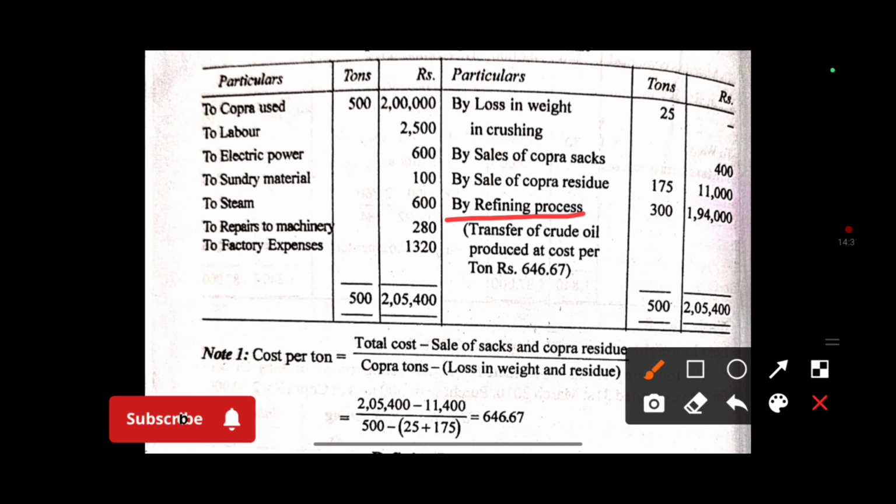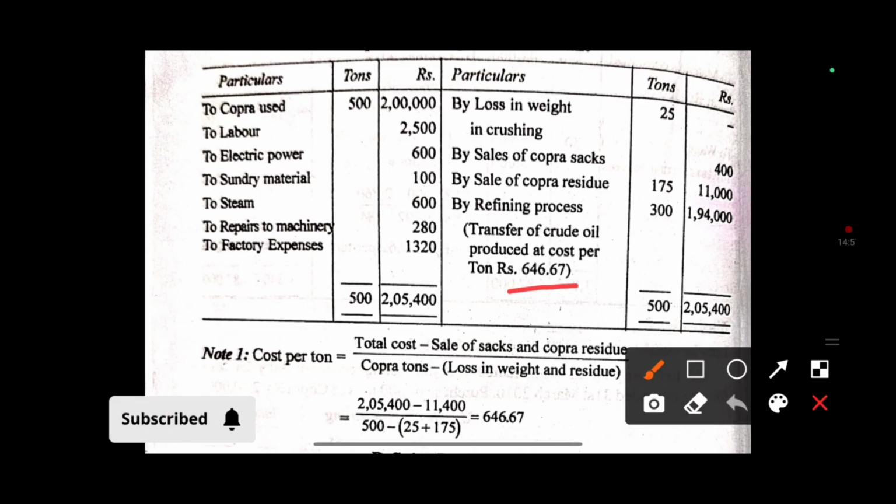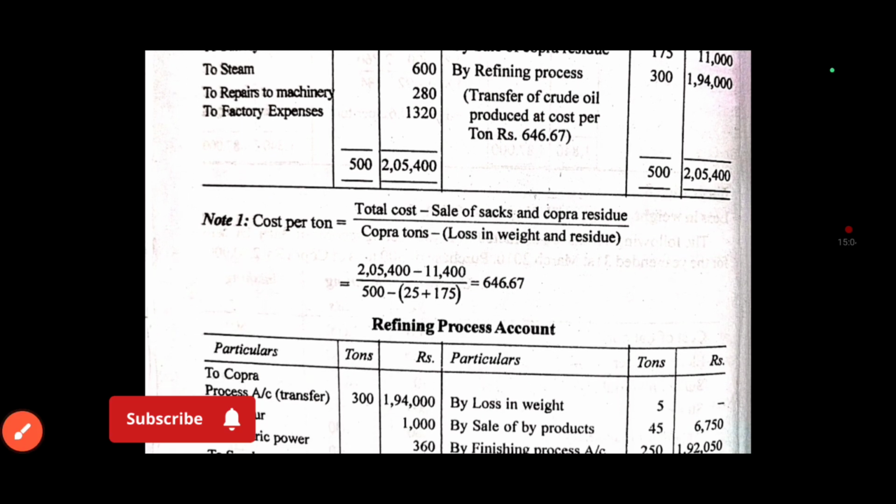Okay, now we need to find out the cost per unit or cost per ton. How can you find out the cost per ton? We have the format to find out the cost per ton, that is output value divided by output ton. The output value we have is 1,94,000 divided by the output ton, which is 300. After dividing, you will get the cost per ton as 646 rupees 67 paise. Okay, let's come to the next process.